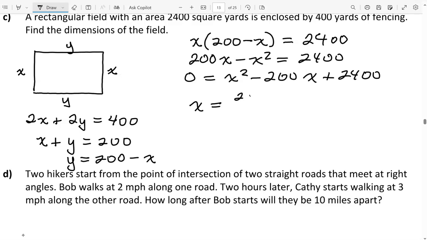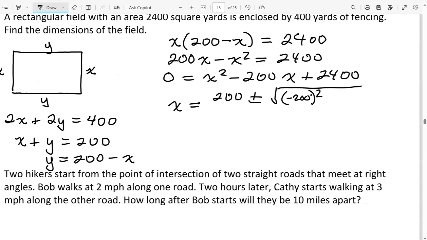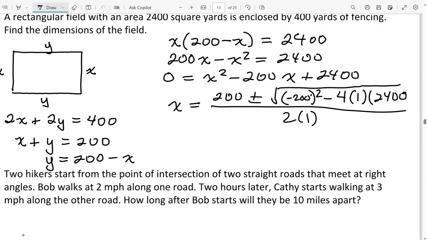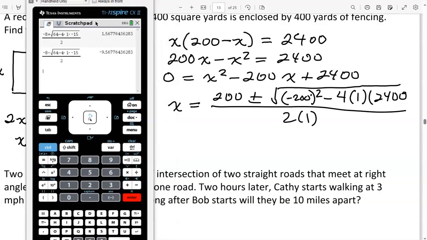X equals the opposite of b plus or minus the square root of b squared. So I'm just going to write negative 200 squared. If you're going to write that squaring in your calculator, be sure to use parentheses. Minus 4 times a times c, all over 2a. And now we need 2 solutions, one with the plus and one with the minus.